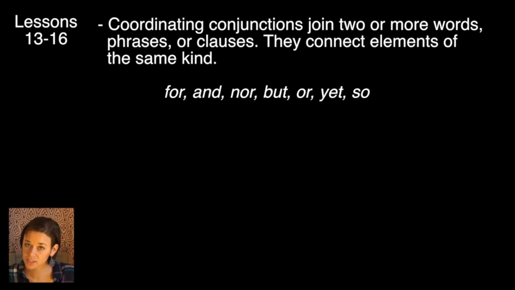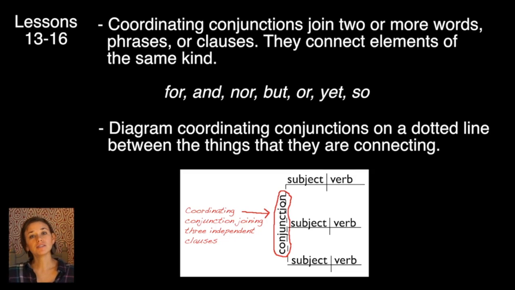In lessons 13 through 16, you have been learning about coordinating conjunctions. Coordinating conjunctions join 2 or more words, phrases, or clauses. For, and, nor, but, or, yet, and so are the 7 coordinating conjunctions. And you also learned to diagram coordinating conjunctions on dotted lines between the things that they're connecting. Okay, that was a big review. If you need help on any of those concepts, go back to the lesson where it was introduced and give yourself a little more practice with it.